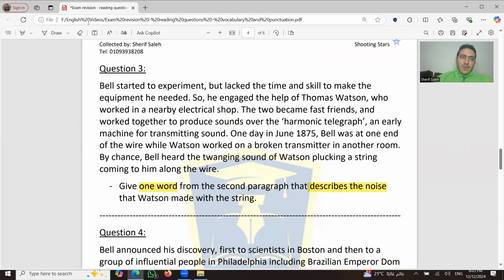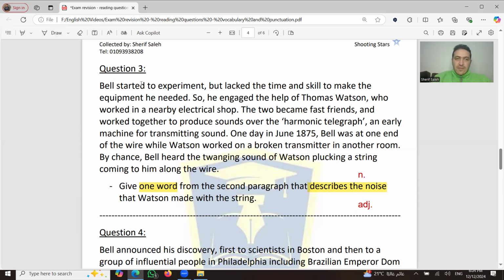Again, the word noise, we know that the word noise is a noun. Okay, so the word that describes the noise is a word that describes a noun. So in that case, I need to find an adjective. So out of all this paragraph, I'm only looking for adjectives, and an adjective that describes the noise.